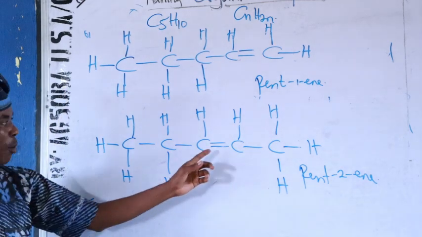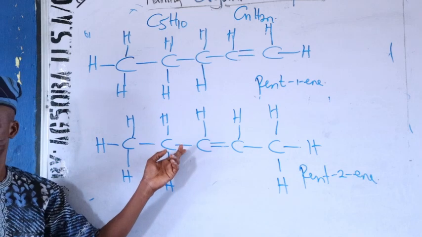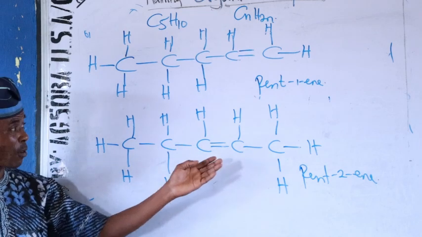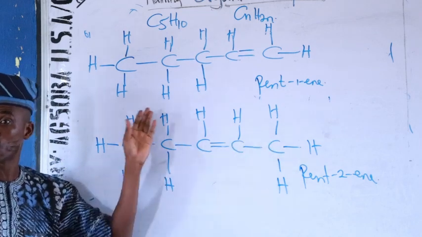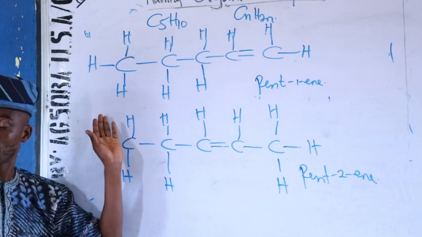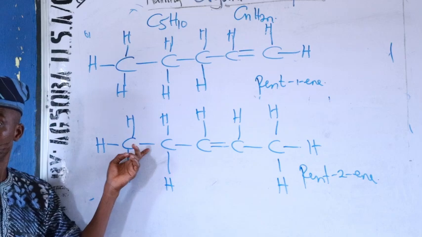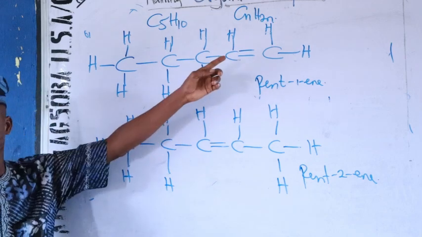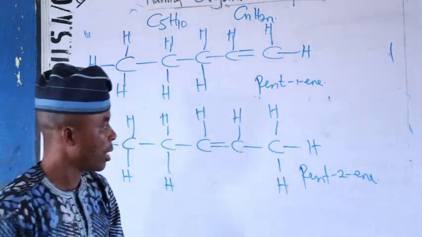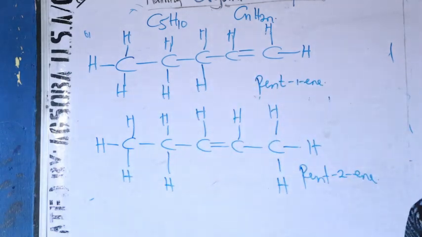Now, can the double bond come to this place? Because if you come to this place, instead of starting from the right, you are going to start from the left, and that's still going to be pent-2-ene. Can it come to this place? It's still the same as what? Pent-1-ene. So that means that is the only one we can have.